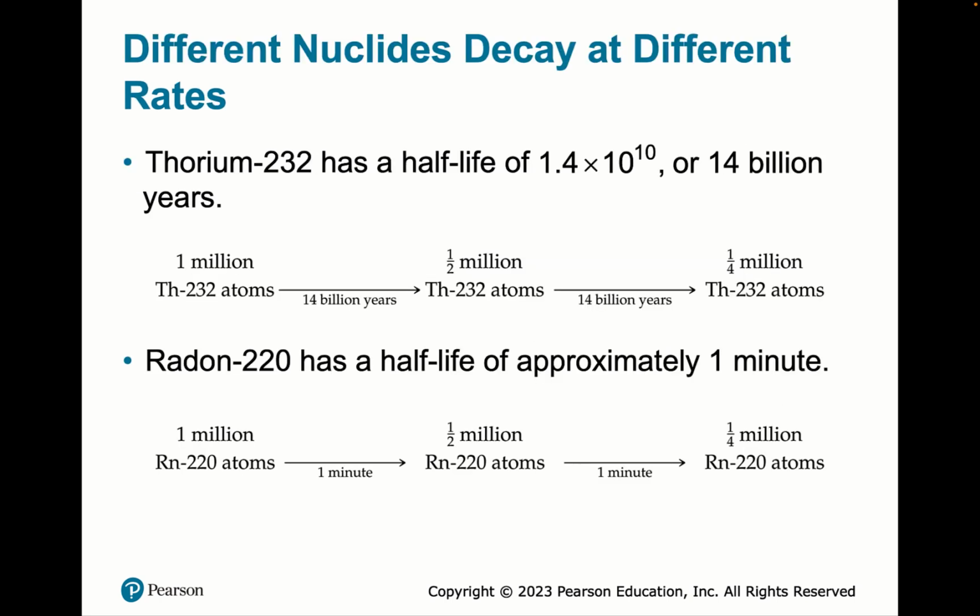So let's look at this. After one half-life, you've gone down to a half. After a second half-life, you go down to a quarter. Let's look at a different nuclide like radon-220. It has a half-life of 1 minute. Thorium has a half-life longer than the age of the universe right now, so thorium sticks around for a while, and radon has a half-life of only a minute.